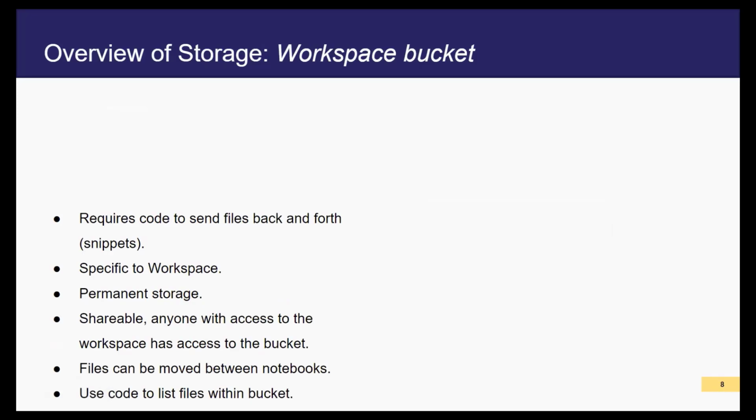Like I said, this requires you to use some code to get things back and forth from the workspace bucket, but we've pre-built the code snippets to do this to make things a little bit easier. And we are still refining them to make them even more user-friendly, so there might be an update to those in the near future. This is specific to the workspace. If you send a file up to the workspace bucket, now it's accessible for anybody who has access to this workspace. It is permanent storage. It is shareable.